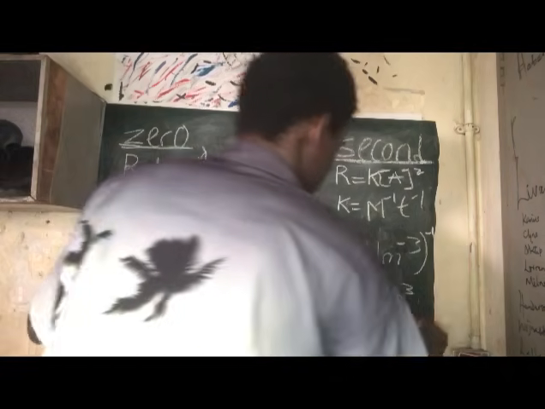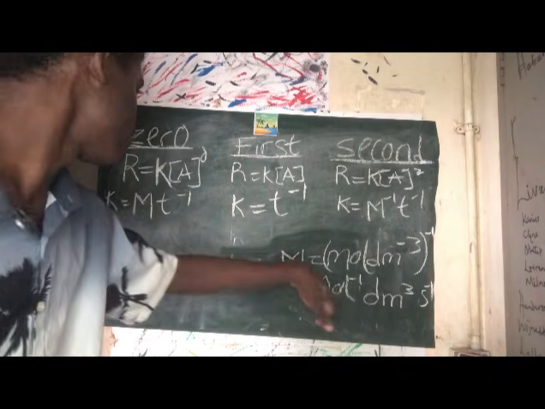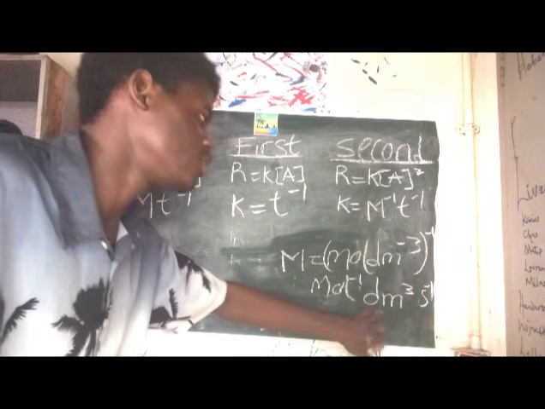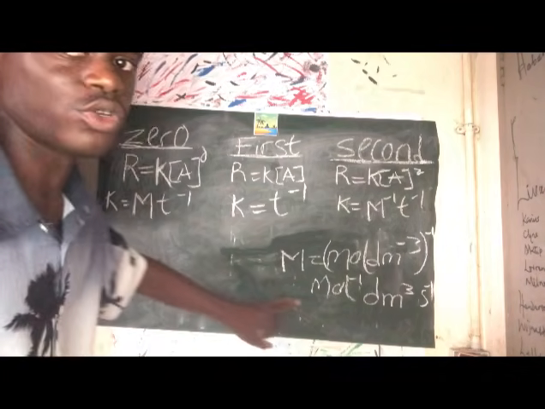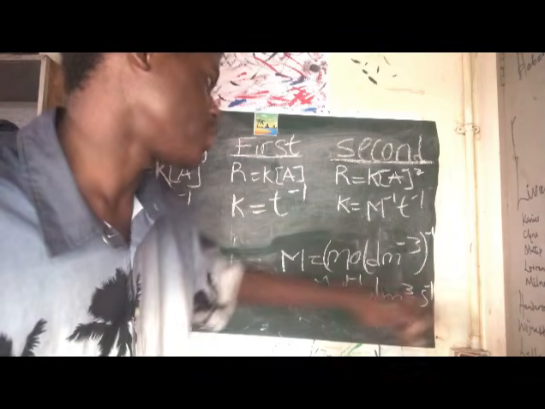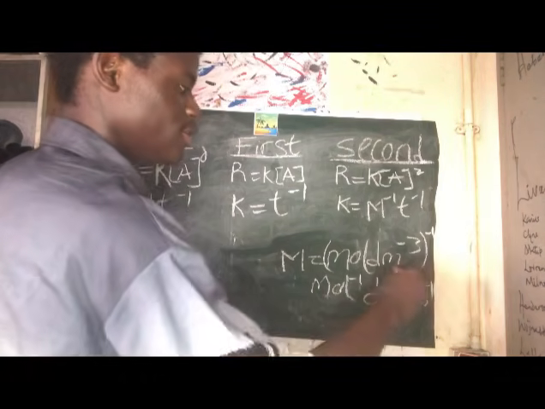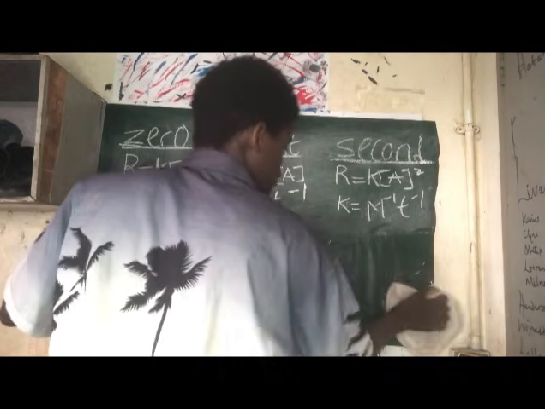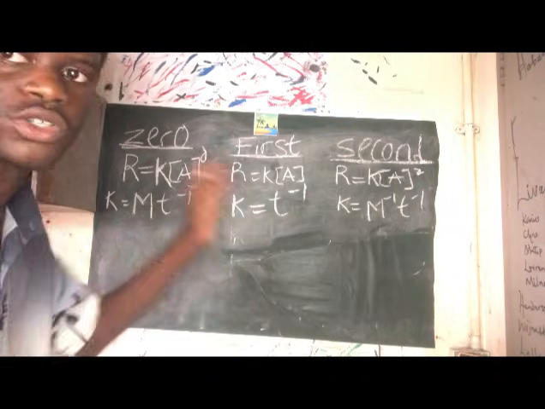Then you now write time, maybe per second, for your second order, because they used to give this kind of question. They say you find the unit of the rate constant for the second order, then they'll give you mole per dm cube per second. You should know that it's mole raised to power minus 1, dm raised to power 3, then per second. So that's that on the unit of rate constant for 0, first and second.